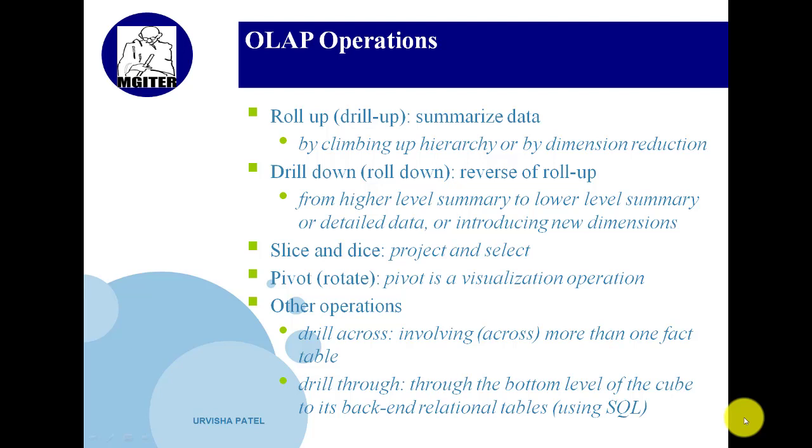First is roll-up operation, in which we summarize the data by climbing up the hierarchy. You can also say by dimension reduction. Another one is drill down operation, or we can say roll down operation. It is totally reverse operation of roll up. Next is slice operation and dice operation. Slice operation means project operation and dice operation means select operation.